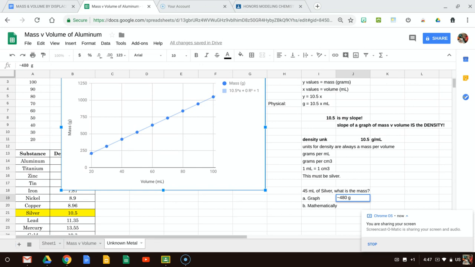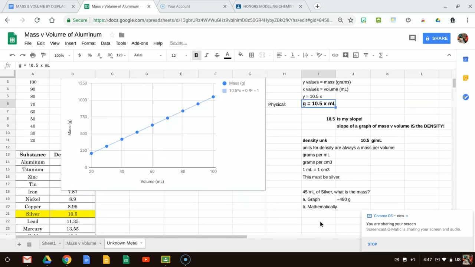I have another video in which we do more calculations with this, so don't worry if you can't see it. Now, if I want to do this mathematically, I have an equation right here. I'm going to make it even larger. It says that my grams are equal to 10.5 times my milliliters.